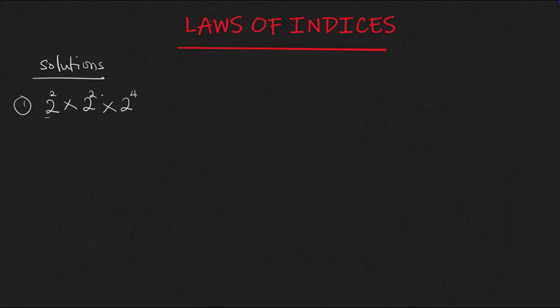2 raised to power 2 times 2 raised to power 2 times 2 raised to power 4. We know from the first law that whenever we have bases that are the same, we simply add the powers since it is multiplication. So we have 2 raised to power 2 plus 2 plus 4, which gives us 2 raised to power 8. And 2 raised to power 8 is equal to 256. That's the first question.